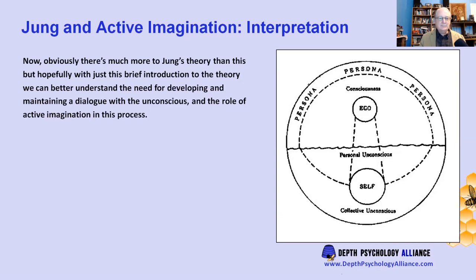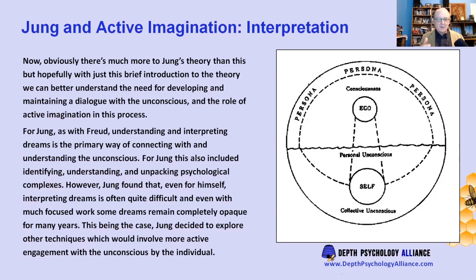So for Jung, as with Sigmund Freud, understanding and interpreting dreams is the primary way of connecting with and understanding the unconscious. For Jung, this also included identifying, understanding, and unpacking psychological complexes. Freud also was very invested in the idea of the complex for a while, but when he decided that Jung was a heretic, he expunged all the talk of complexes from his theory. However, the complex is central to understanding how psychic energy moves through the system.